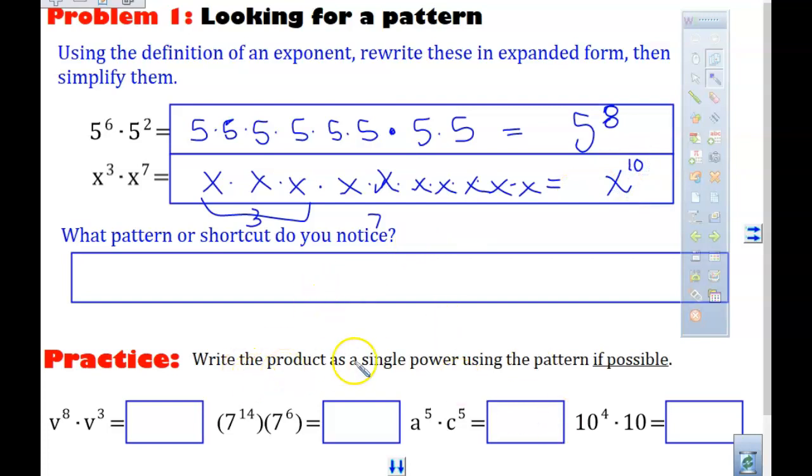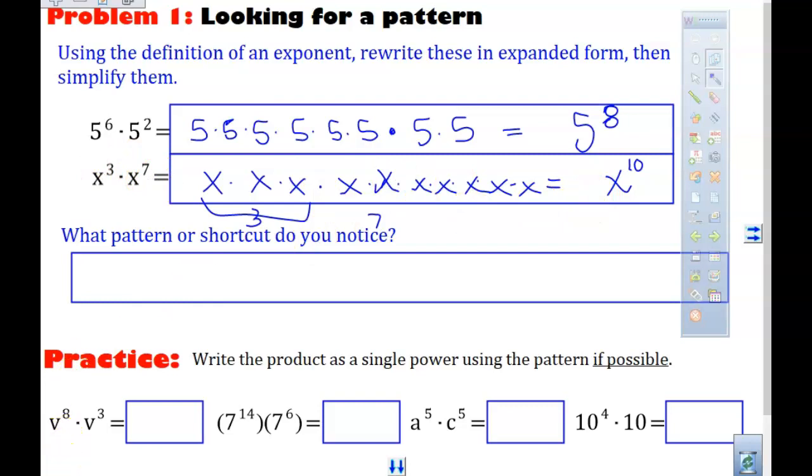So we are going to be looking at a pattern. As you look at this, I just want you to tell your shoulder partner, what do you think the pattern is to get 5 to the 6th times 5 to the 2nd to get 5 to the 8th, x to the 3rd times x to the 7th to get x to the 10th?